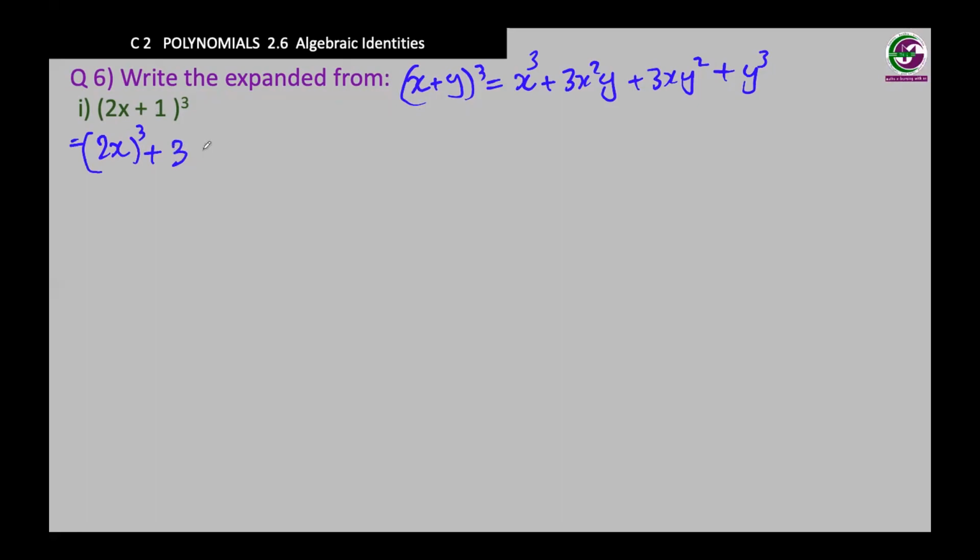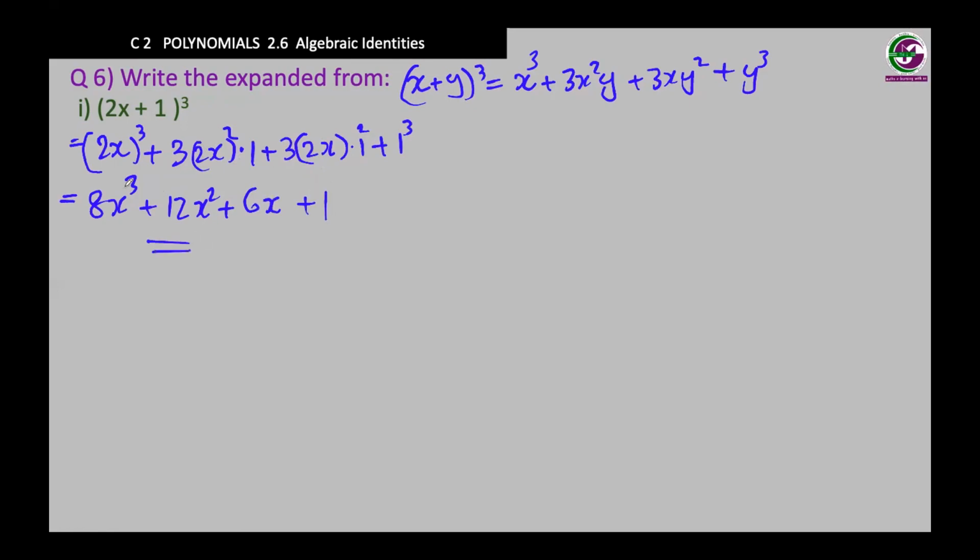3 times square of the first term times the second term, plus 3 times first term times the square of the second term, plus cube of the second term, which is equal to 8x cube plus 2 square is 4, 4 times 3 is 12 with x square, plus 1 is squared, so 3 times 2 is 6x times 1 is 6x, plus 1.